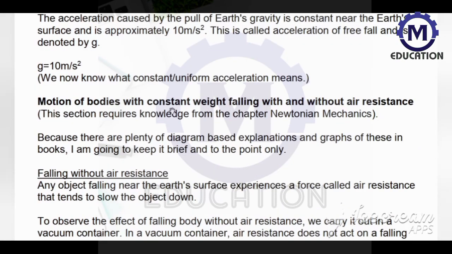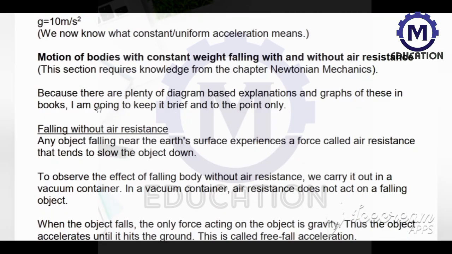Motion of bodies with constant weight falling with or without air resistance. This section requires knowledge from the chapter on Newtonian mechanics, because there are plenty of diagram-based explanations and graphs of these in the book. I am going to keep it brief and to the point only.